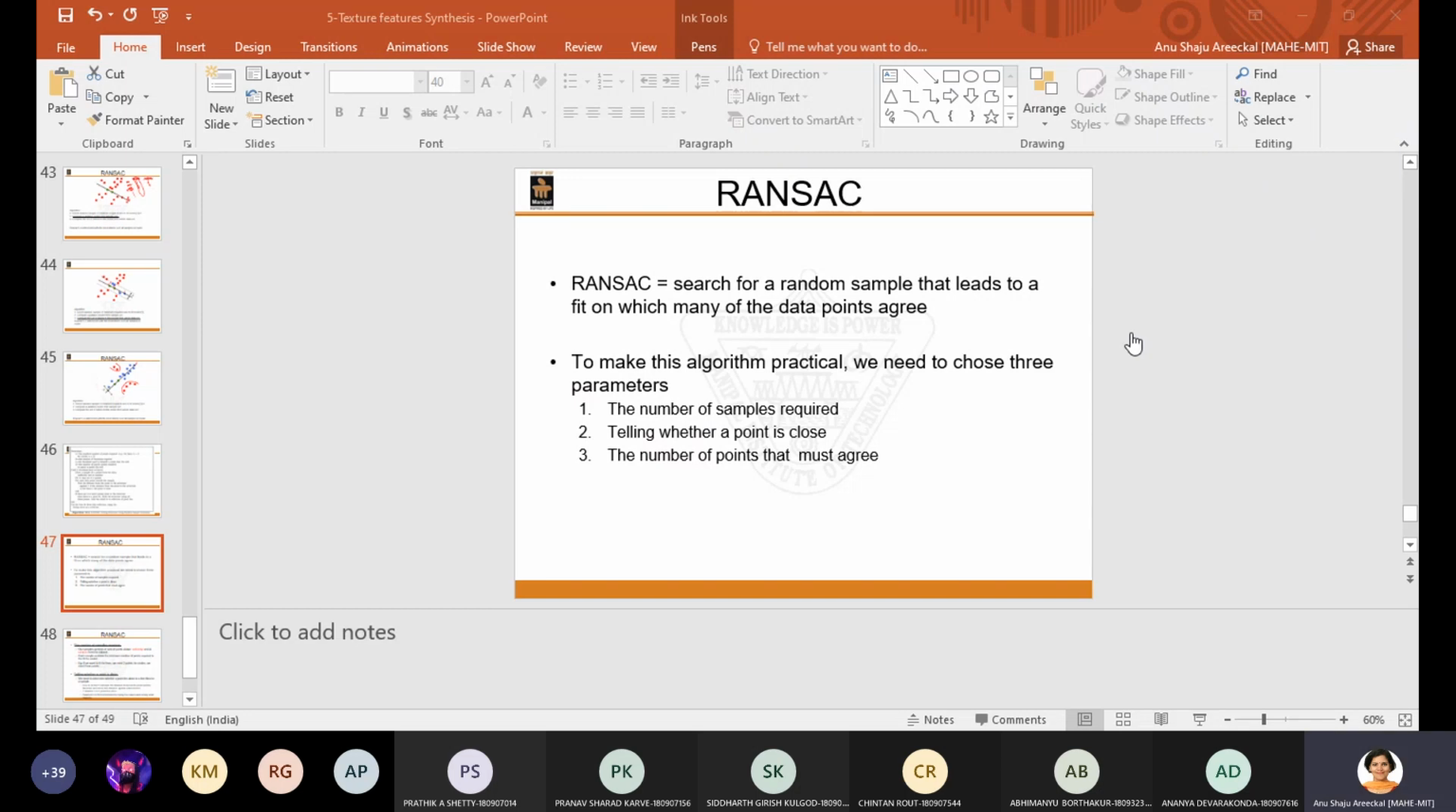In the next class, we will be learning the basic concepts of affine and Euclidean geometry, and then we will move on to image registration.